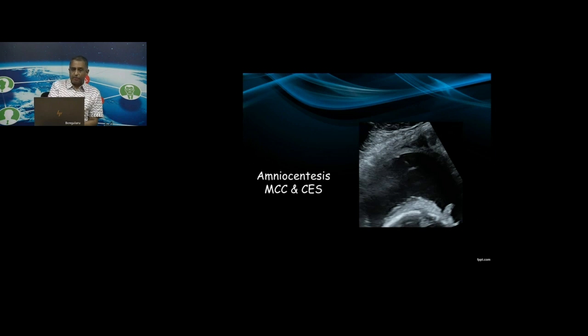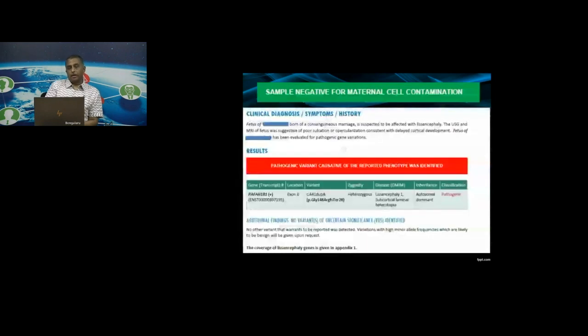So that's exactly what was done, and when we got around to the results, the sample was negative for maternal cell contamination, which means that the amniocentesis worked. The fluid which we have given is representative of the fetus and is uncontaminated by maternal tissue. Now look at the diagnosis. The clinical diagnosis, symptoms in history: fetus of so-and-so born of consanguineous marriage is suspected to be affected with lissencephaly.